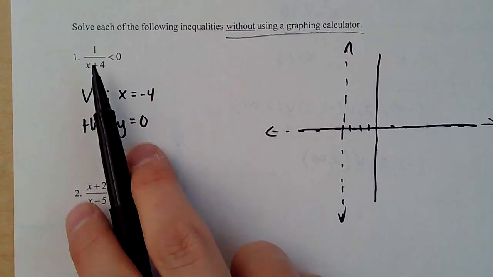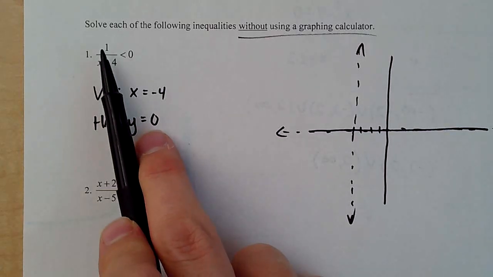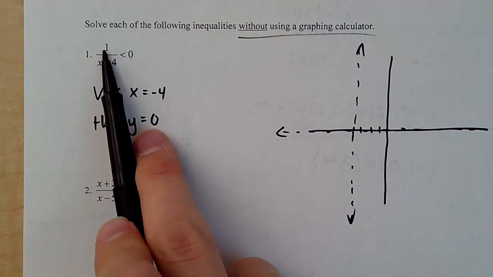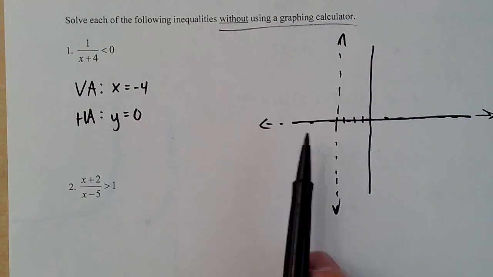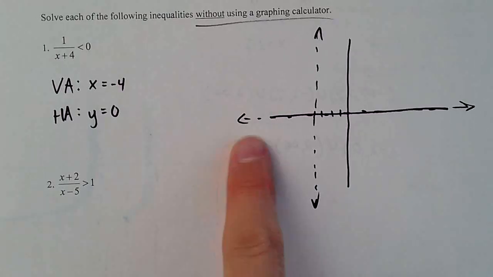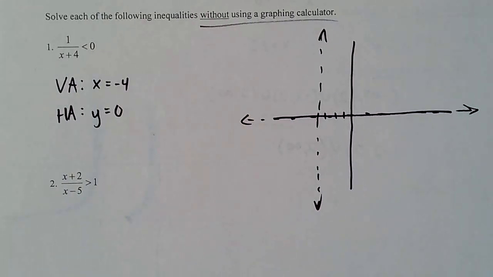Okay, we might also think about our x-intercepts. X-intercepts are the zeros of the top, the numerator. But since we just have a constant on top, I know that numerator is never going to be 0. So we are not going to touch the x-axis. That makes sense since our horizontal asymptote is 0.